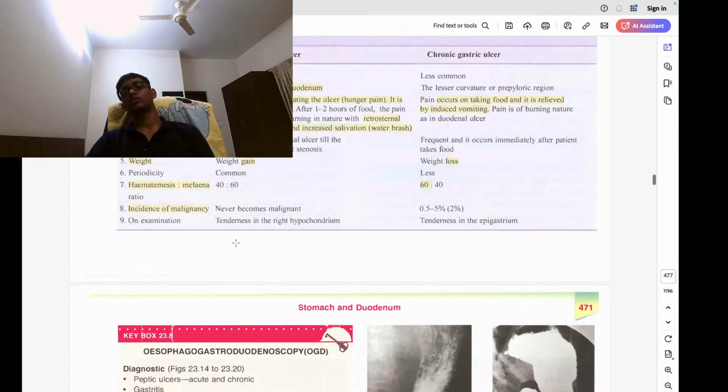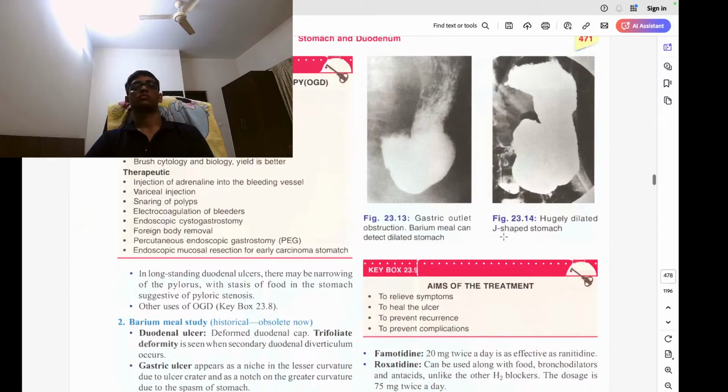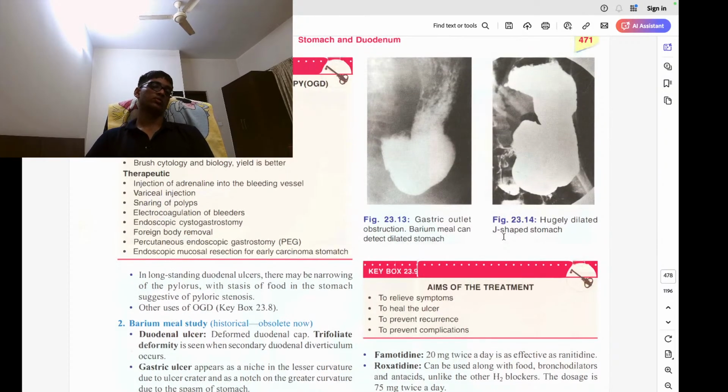On examination, tenderness in the right hypochondrium and tenderness in the epigastrium, just below the rib cage. Esophagogastroduodenoscopy.